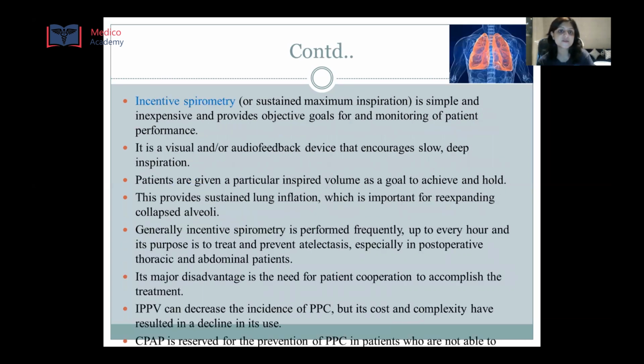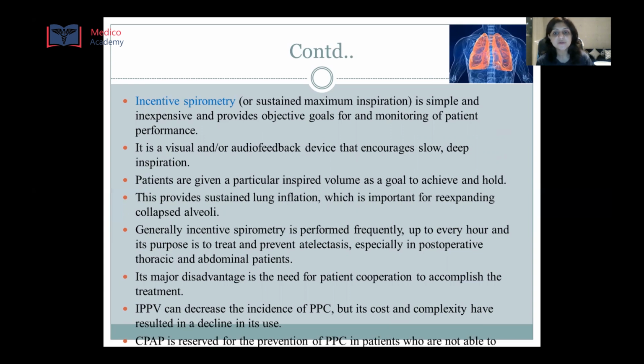So what is incentive spirometry or sustained maximal inspiration? It is a simple and inexpensive method that provides objective goals for monitoring the patient's performance. It's a visual or audio feedback device that encourages slow, deep inspiration. We give a patient a particular inspired volume as a goal to achieve and hold. This provides sustained lung inflation, which is important for re-expanding the collapsed alveoli.